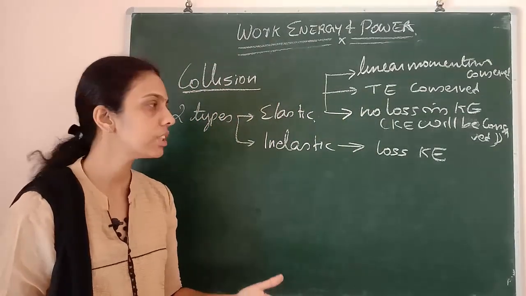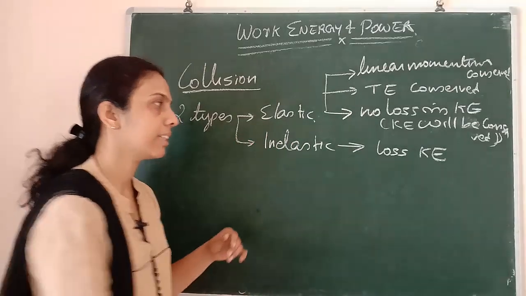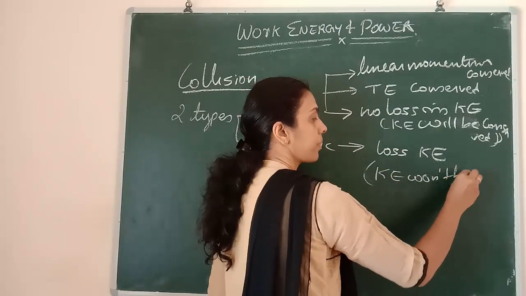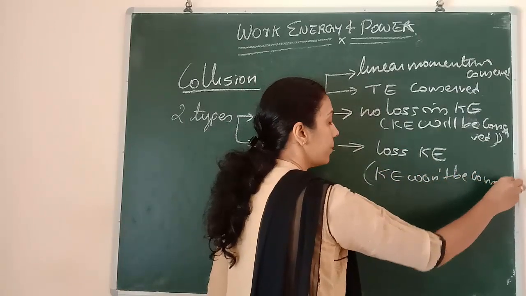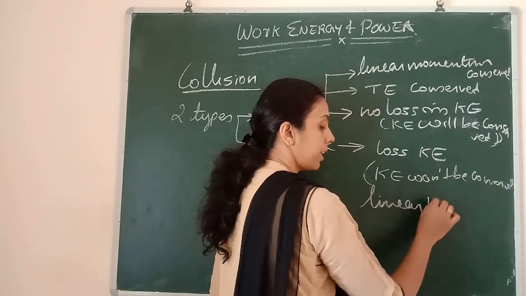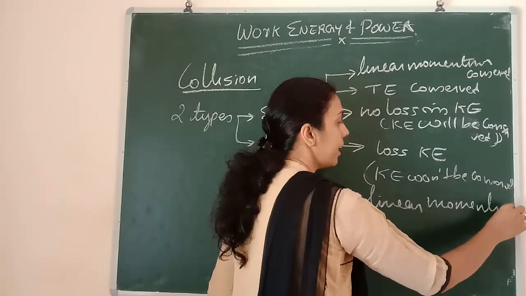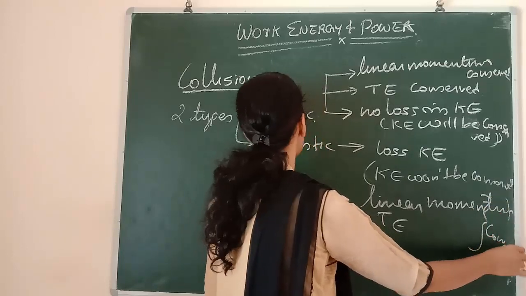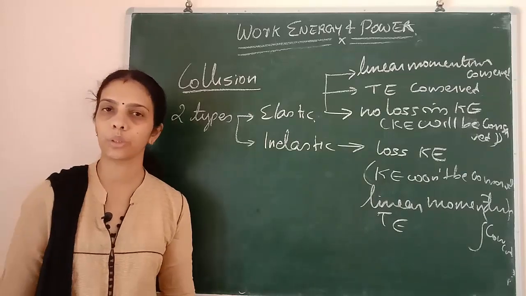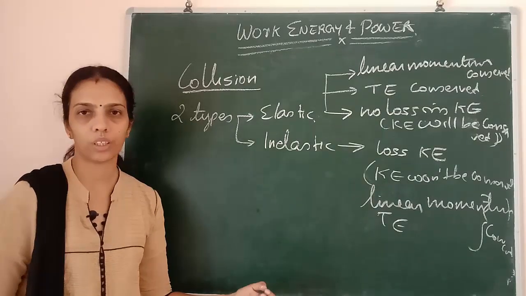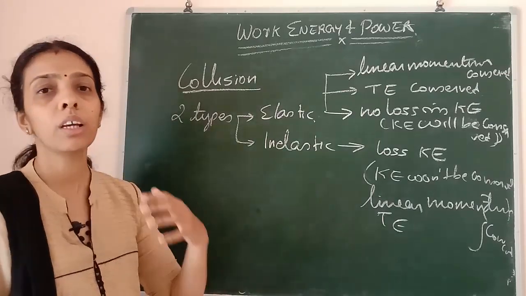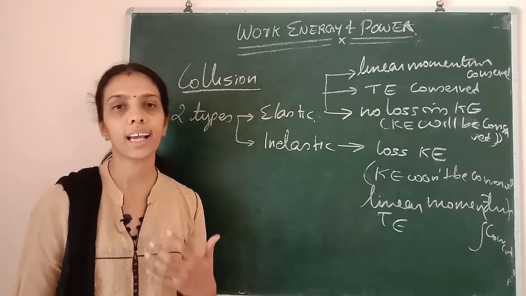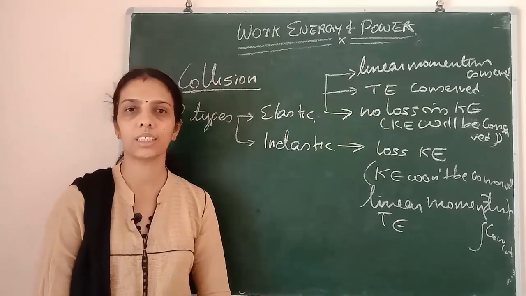If it is an inelastic collision, there will be some loss in kinetic energy, but linear momentum is conserved and total energy also is conserved. Kinetic energy won't be conserved. Now we are going to study elastic and inelastic collisions, considering one situation and finding out the final velocities of the objects.